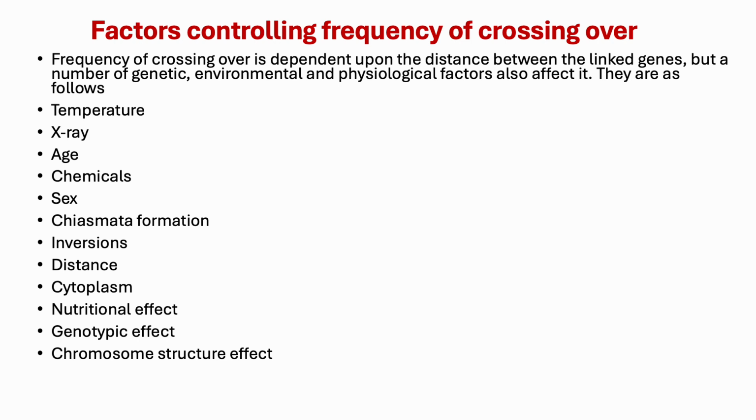Then chromosomal structure effect. Changes in the order of genes on a chromosome produced by chromosomal aberrations usually act as crossing over suppressors. And then finally the centromere effect, where the genes present close to the central region show reduced crossing over. So these are the various factors which control the frequency of crossing over.